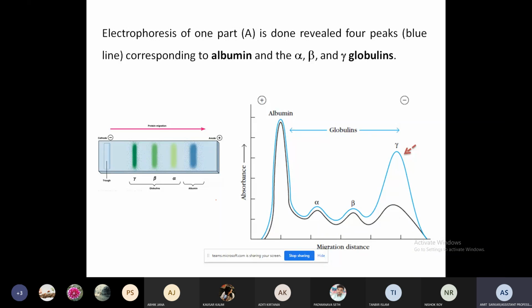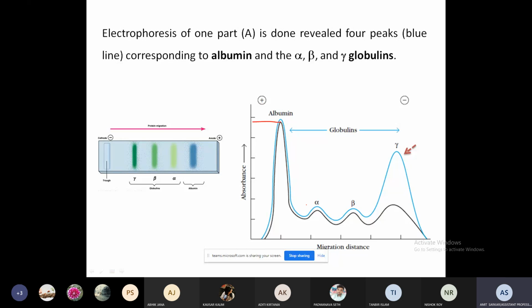Just think about the blue line over here, not the black one. The blue line shows the height of the peak, and the height of the peak shows the abundance, that means how much of one particular protein is there. So albumin is the majority. Maybe albumin is heavier, maybe it is a very light one, as you can see from this picture. But albumin is the most abundant or dominant molecule found in the serum. That's why its peak height is so large.